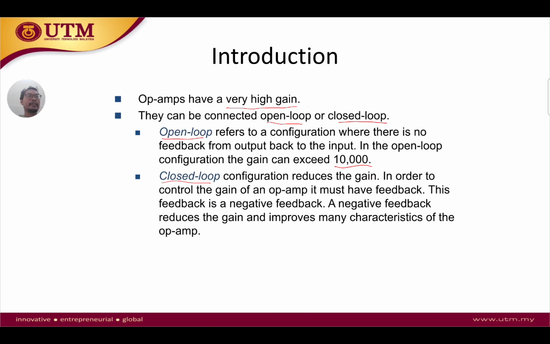Closed loop configuration is when we have a feedback, and it's called negative feedback. We'll see later on, but this is more common. We'll see more examples on how to use the closed loop configuration of the op-amp. And why do we need negative feedback here? A negative feedback reduces the gain and improves many characteristics of the op-amp. That's the main reason why a negative feedback configuration is more preferred compared to the open loop configuration.